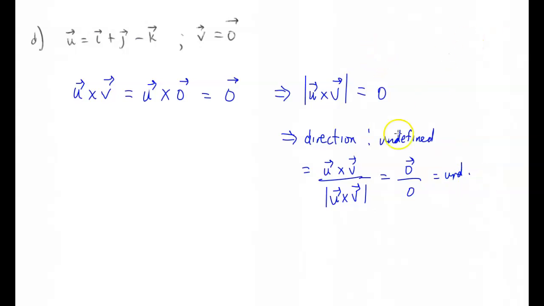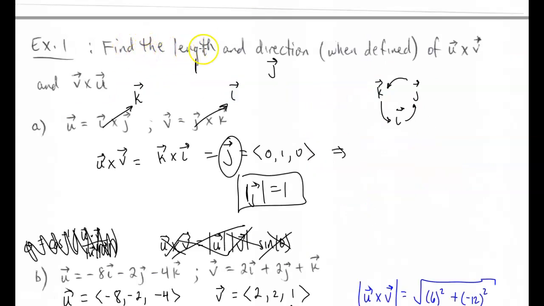And I'm going to go back to the beginning of this particular example to show you what I mean here. So in our instructions, when we said find the length and direction when defined, that was one of the reasons why we said when defined, because in a situation like example 1D, we see that, of course, the direction can't be defined because we're taking a number and dividing it by 0. All right, so let's move on to example 2.